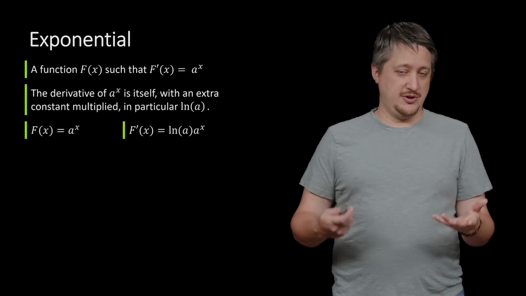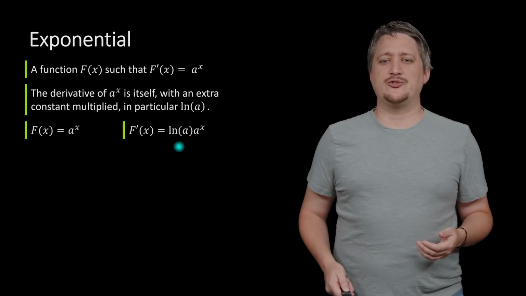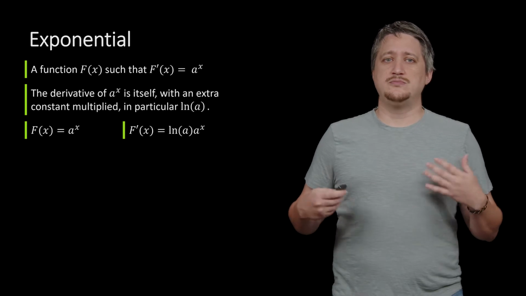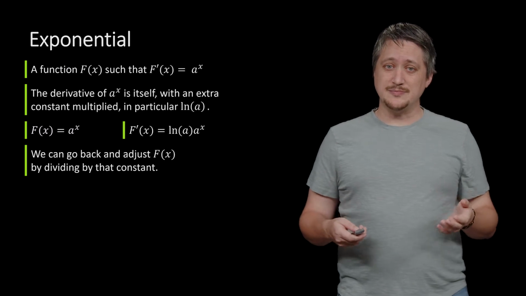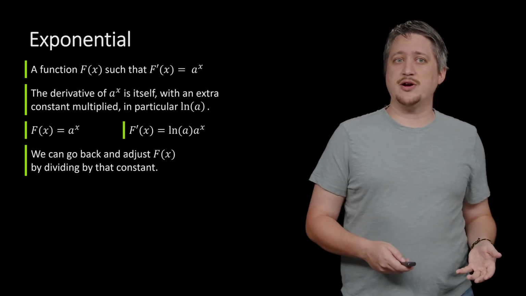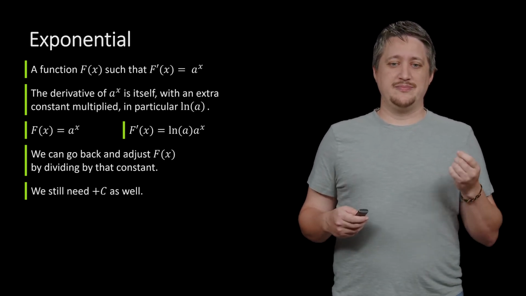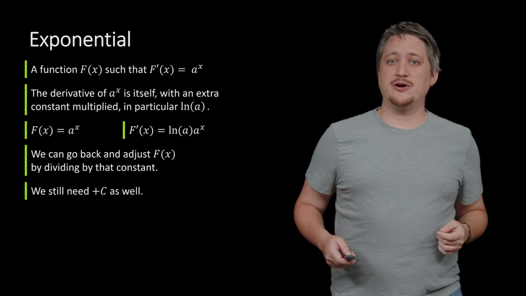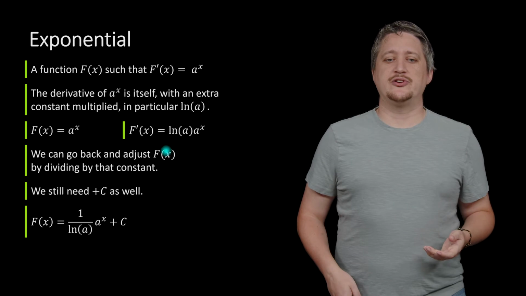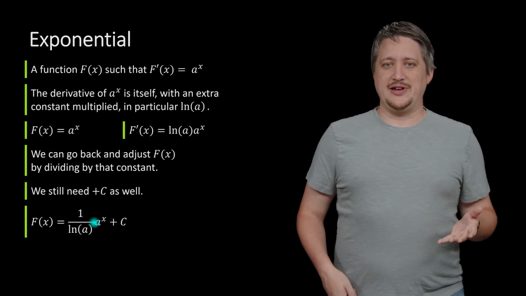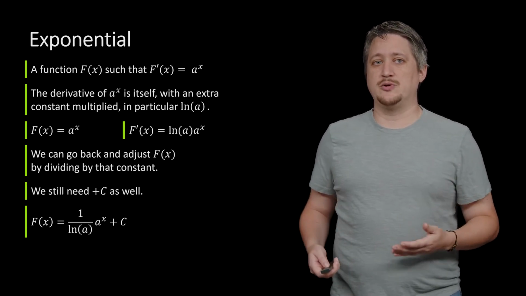I take a derivative. Unsurprisingly, I get natural log of a times a to the x. But again, this natural log of a is still a constant. So we can do the same thing we did before, go back and adjust that f of x by dividing by that constant because the constant doesn't affect the derivative process. Also note, we still need that plus c, right? So we use the plus c, we're going to divide by that natural log of a so that it cancels out. We get our nice f of x formula is just 1 over natural log of a times a to the x plus c, so that when we take the derivative, we will indeed get back to where we want.